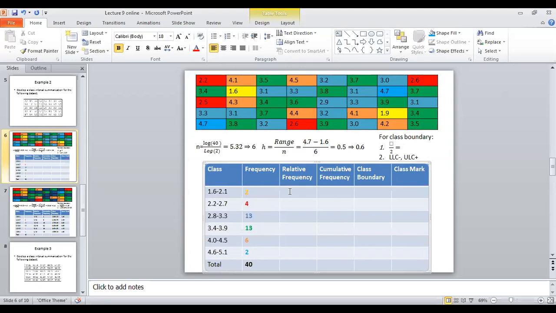Next comes the relative frequency, and relative frequency is the same thing as the probability of the class, and it's basically equal to the frequency of the class divided by the total frequencies that we have got. So it's like 2 by 40, 4 by 40, and then 13 by 40 and 13 by 40 for the next two classes, and then 6 by 40, and then in the end we have 2 by 40.